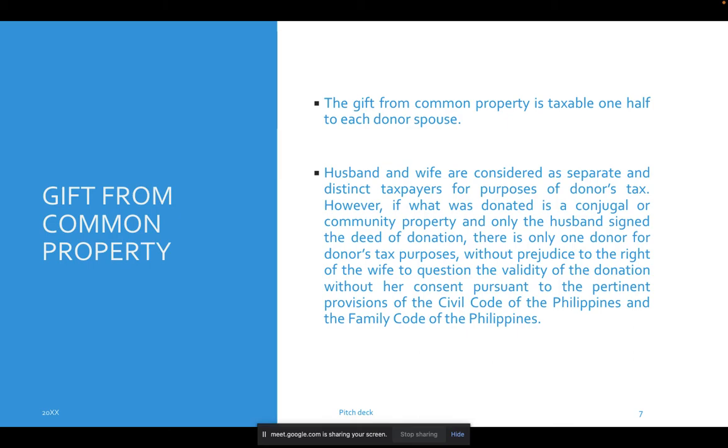So, there are also gifts from common property. The gift from common property is taxable 1/2 to each donor spouse. So, husband and wife are considered as separate and distinct taxpayers for purposes of donor's tax. However, if what was donated is a conjugal or community property and only the husband signed the deed of donation, there is only one donor for donor's tax purposes, without prejudice to the right of the wife to question the validity of the donation without her consent pursuant to the pertinent provisions of the Civil Code of the Philippines and the Family Code of the Philippines.